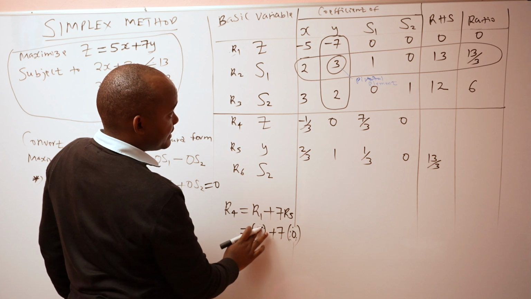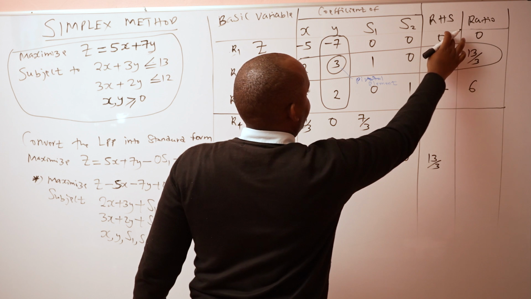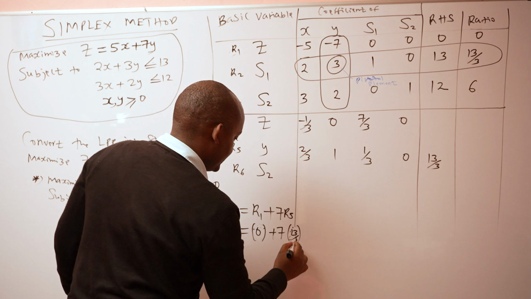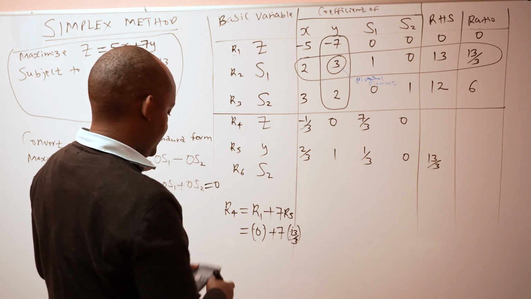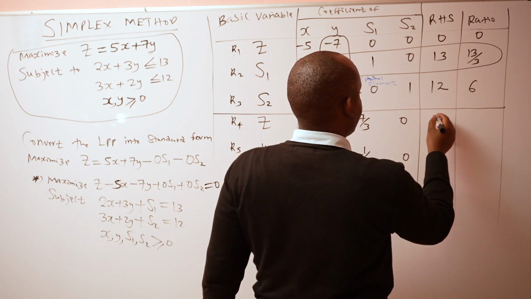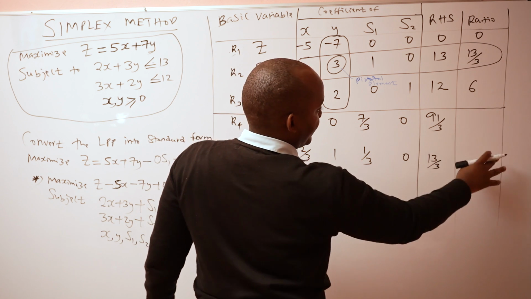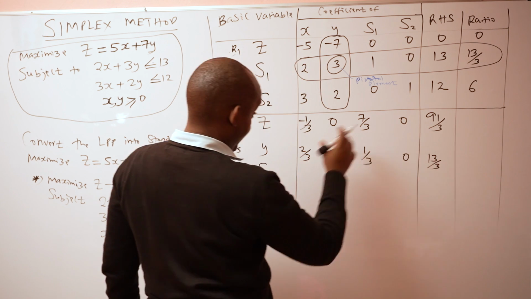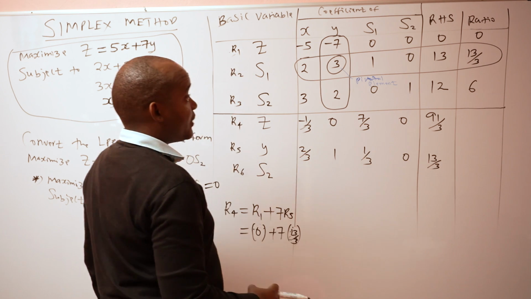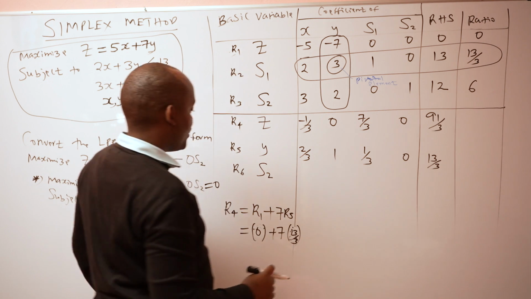The next one is 0 and, that is this value and this value, 0 and 13 over 3, which is going to give us 91 over 3. So for the ratios, we leave them aside, because after we perform the iteration, that is when you'll be able to fill in the ratio column. So you can see now you've filled row number 4.